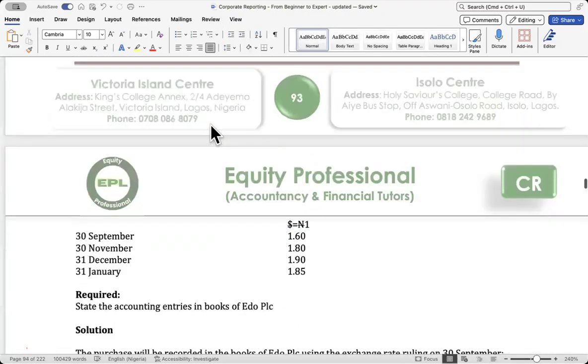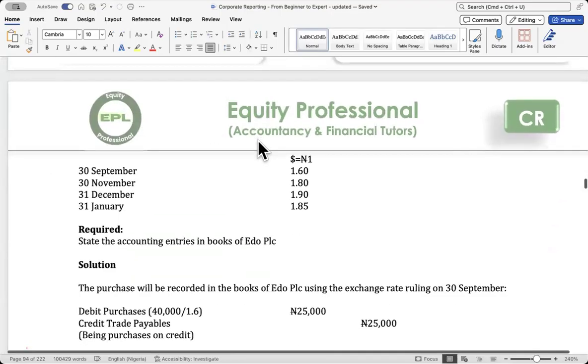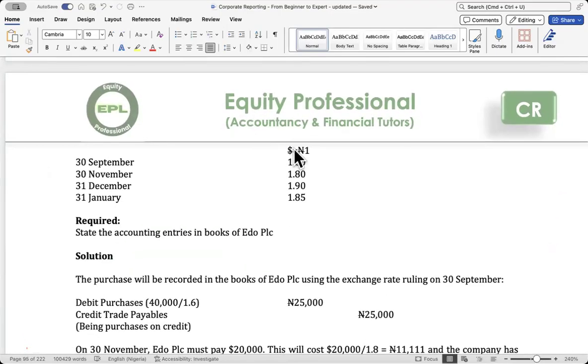Exchange rate from dollar to 1 naira. So $1.6 to 1 naira. I hope so. 1.8 to 1 naira. I hope so. 1.9, 1.85. So in this case now, naira is more powerful than the dollar. And that's why you should show the accounting entries.